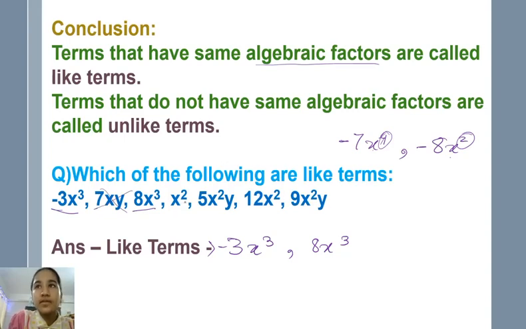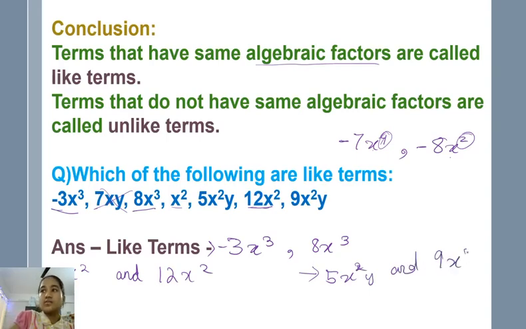Next, x square. Is there a like term? Yes, this is x square, this is x square. But this and this are not like the x square over here. Why? Because over here another algebraic factor is there, that is y, but over here we don't have any y. So we cannot consider that. So x square and 12x squared will be the answer. You don't have to look at the numeric value or the coefficient; rather, you have to look at the algebraic factors. The next one is 5x square y and 9x square y.